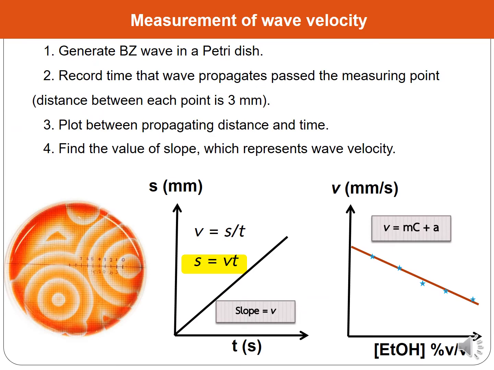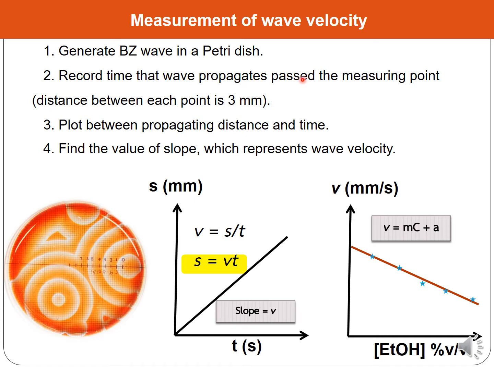I will describe the measurement of wave velocity. The first step, we need to generate a BZ wave in a petri dish like this. Then we have measuring points. The distance between measuring points is 3 mm. We record the time that the wave propagates past each measuring point.